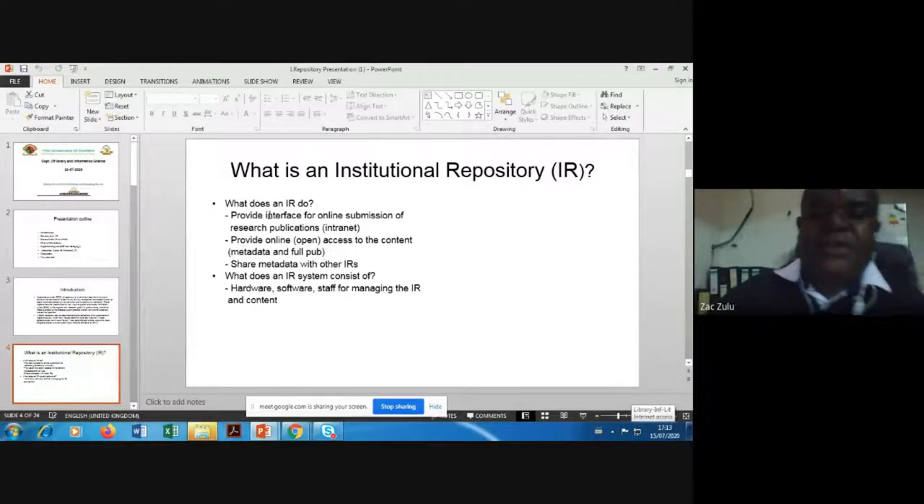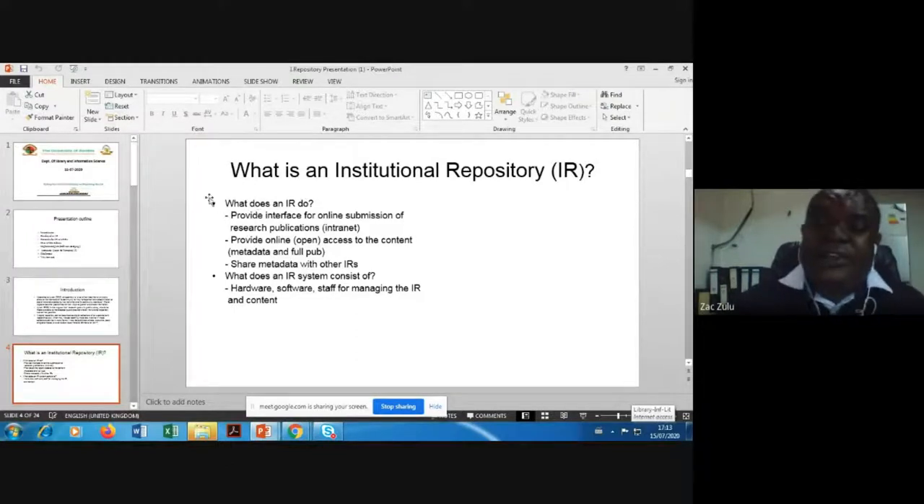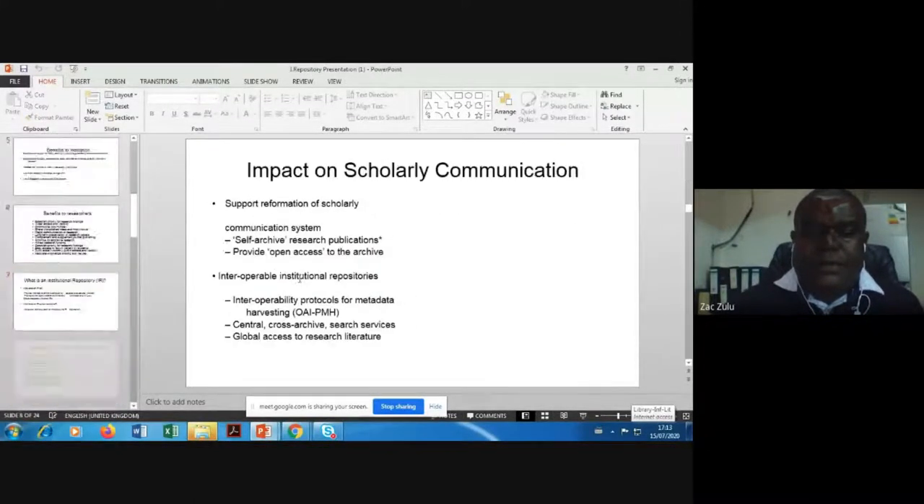So what does an IR do? In our case, it provides an interface for our online submission of research output via an intranet. It also provides open access to the content. And it enables our library to share metadata with other universities which have similar IRs.